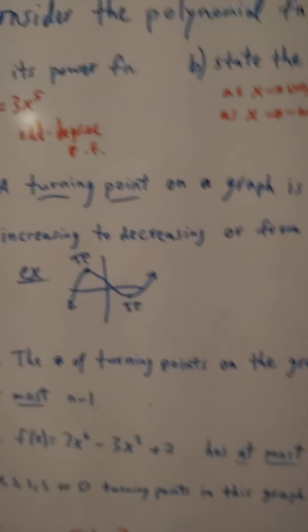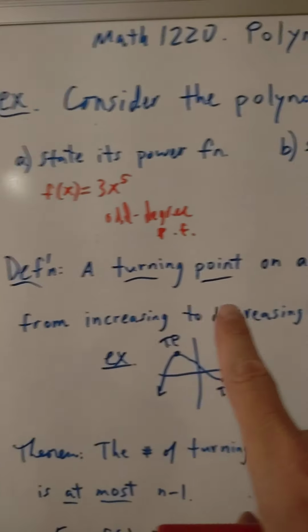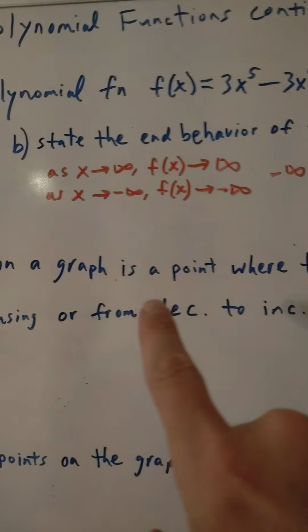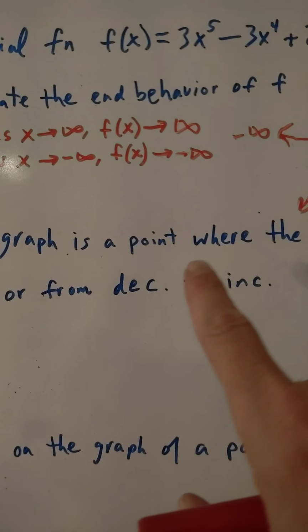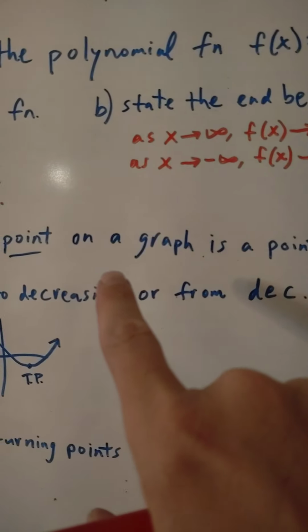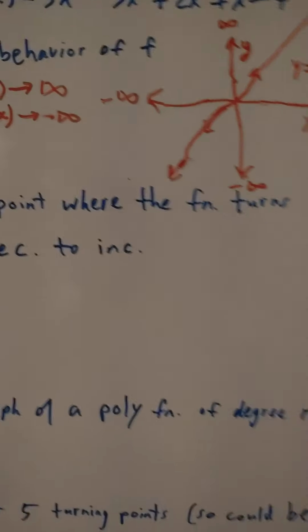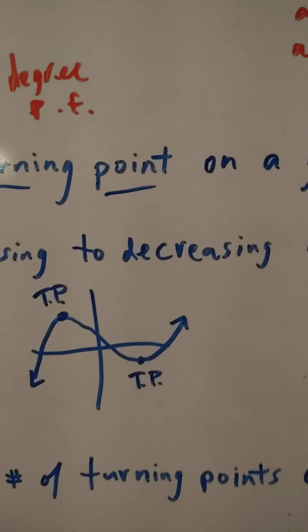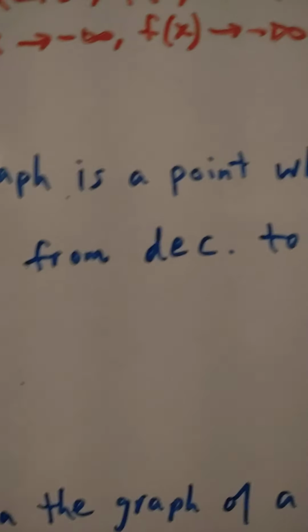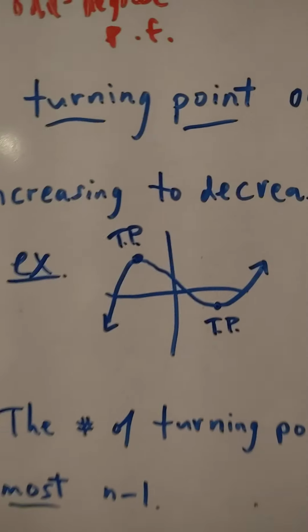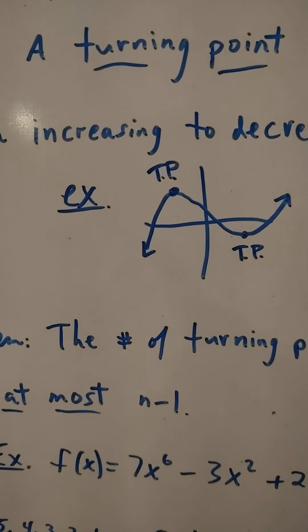So what do we mean by turning point? A turning point on a graph. This is for a polynomial function, part of the personality, because rational functions, we don't talk about turning points. A turning point on a graph is a point where the function turns from increasing to decreasing or from decreasing to increasing. So here's an example with this graph here, which I just made up.